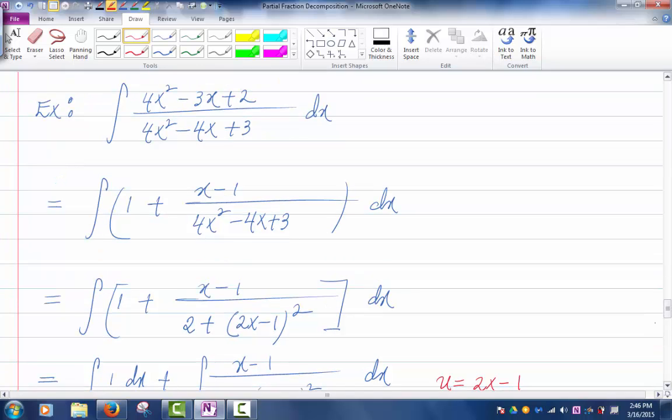What's the integral of 4x squared minus 4x plus 2 divided by 4x squared minus 4x plus 3? It's an improper fraction, right? Same degrees, so I have to use long division only once. It's going to be very quick. When you do long division, you're going to get a quotient of 1, remainder of x minus 1. So you can rewrite your fraction as 1 plus x minus 1 over 4x squared minus 4x plus 3.